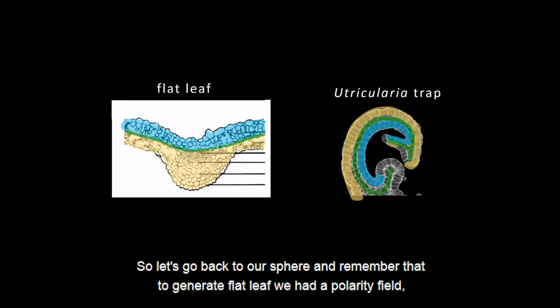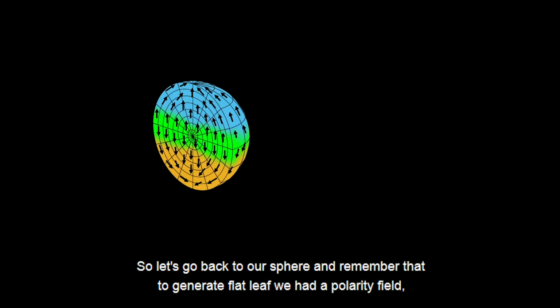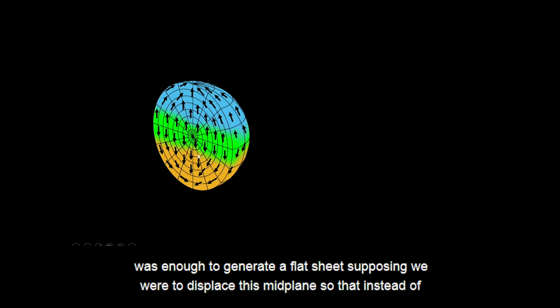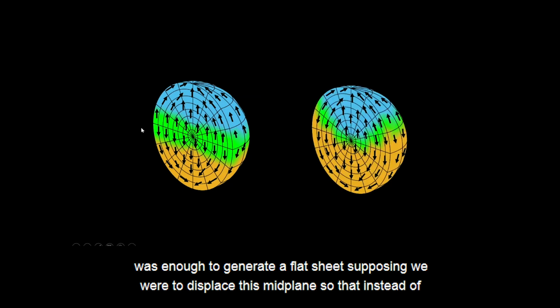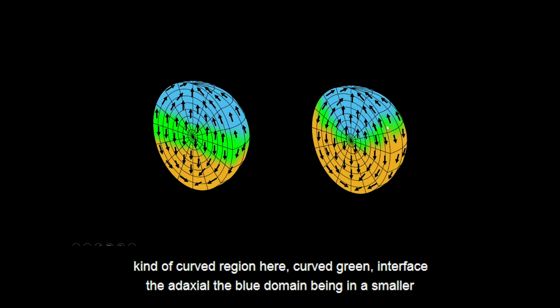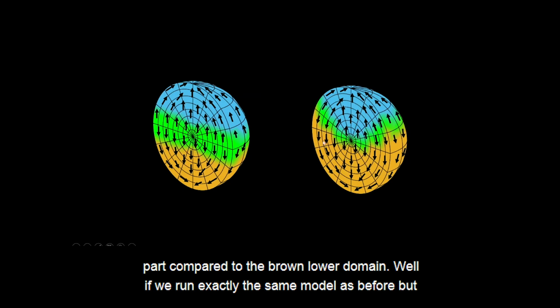So let's go back to our sphere and remember that to generate a flat leaf, we had a polarity field, these black arrows, an orthoplanar polarity field emanating from this green midplane. And that was enough to generate a flat sheet. Supposing we were to displace this midplane so that instead of running along the equator, it displaces northwards at its edges. So we formed a kind of curved region here, a curved green interface with the ad-axial, the blue domain, being in a smaller part compared to the brown lower domain.